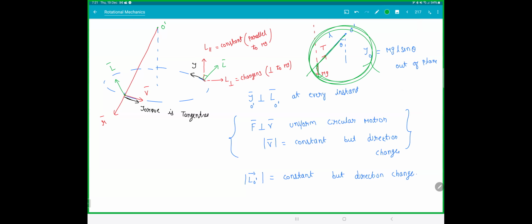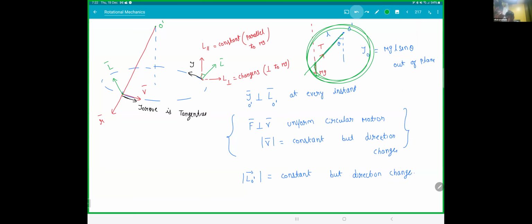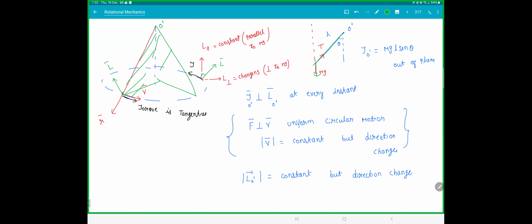The torque is coming out of the plane. So here, this is the plane, right? When you are here, this is the plane. So the torque is always perpendicular to that plane.